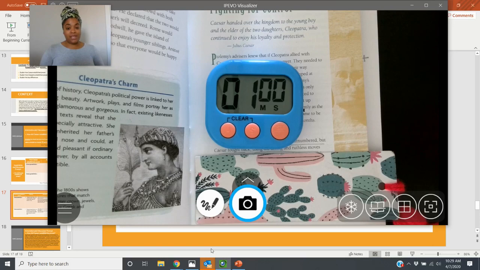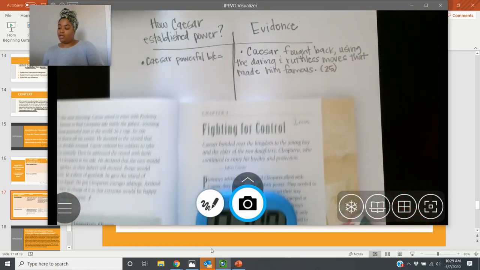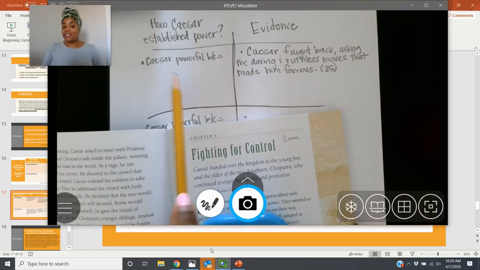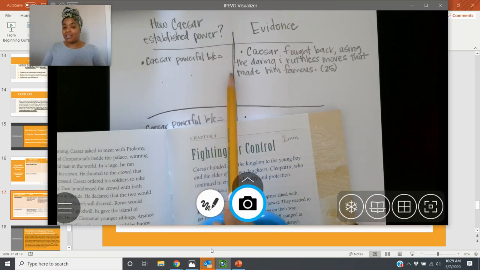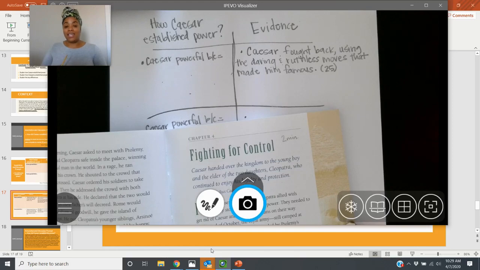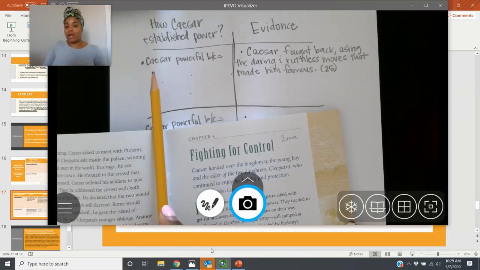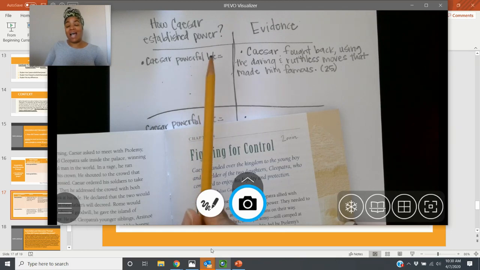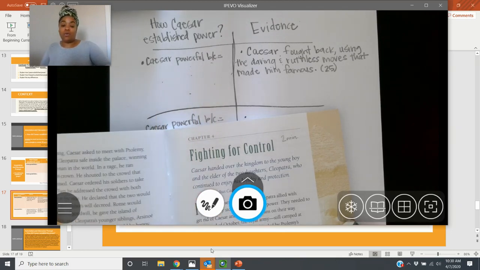Now you have your second piece of evidence. I want you to take 1 minute. You're going to make your response Caesar powerful because you're going to write your response on your T-chart. While you're writing your response on your T-chart, I am going to write my response on my T-chart. You're in your Caesar powerful because column, and you're writing your response. You have 1 minute.